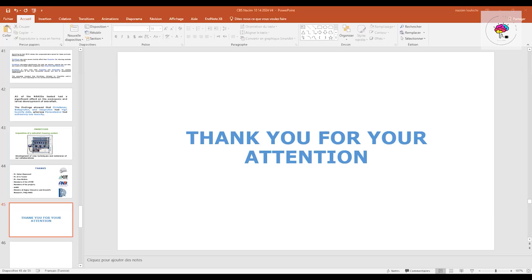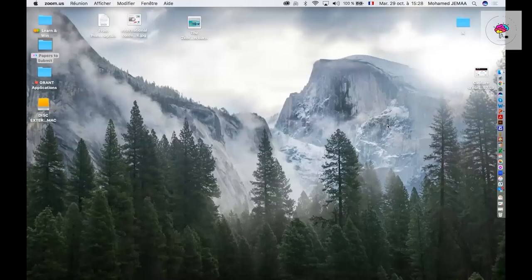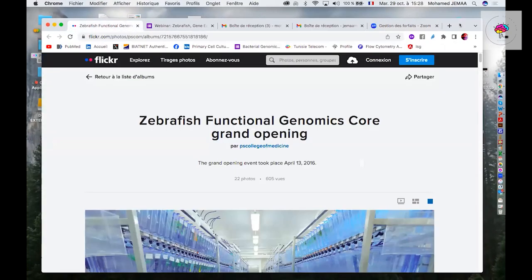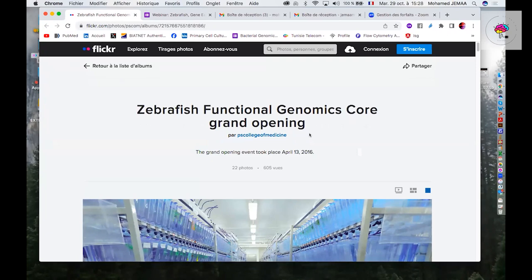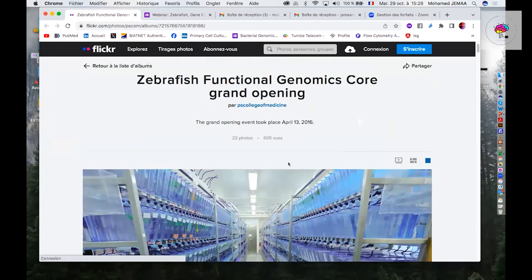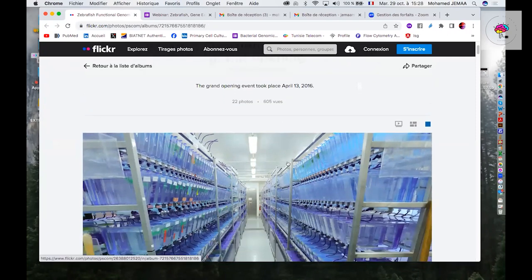So I will share my screen myself. I will share my screen and please let me know if you are seeing my screen, all of you. Yeah. Yes. So this is, for example, a core facility, but this one is a very big core facility that we can see here, and I think it's in US or something.